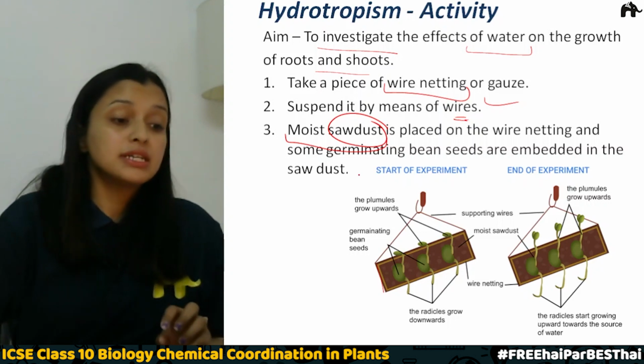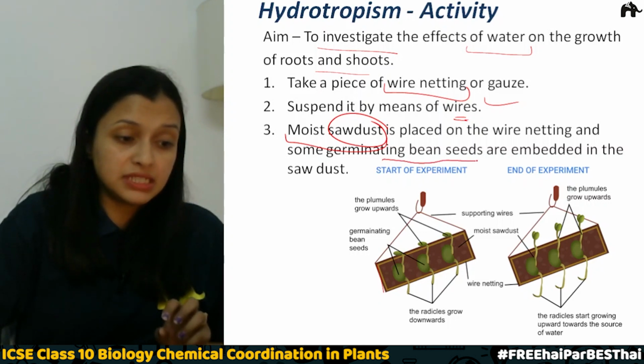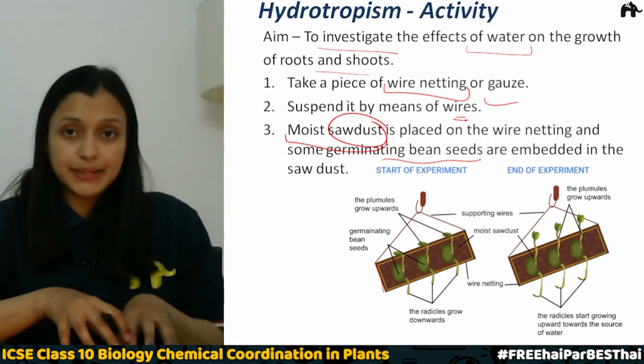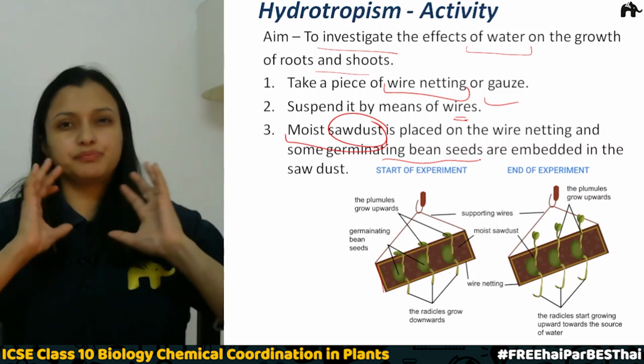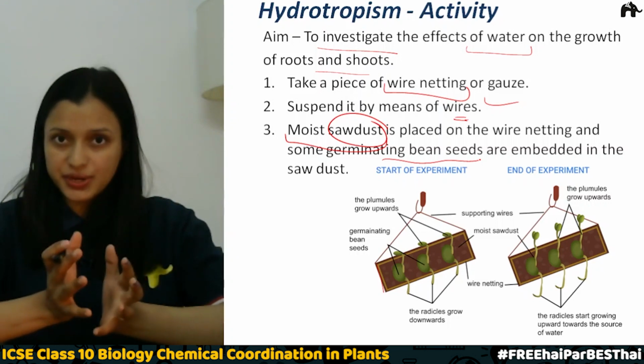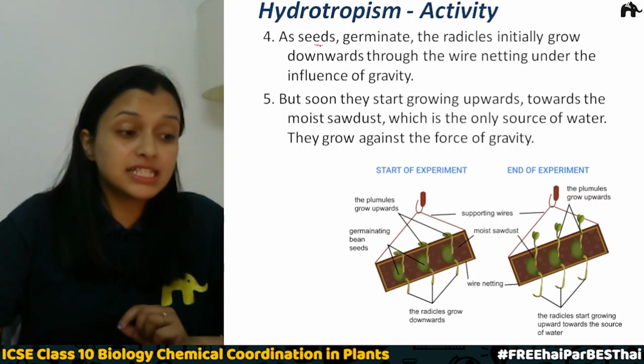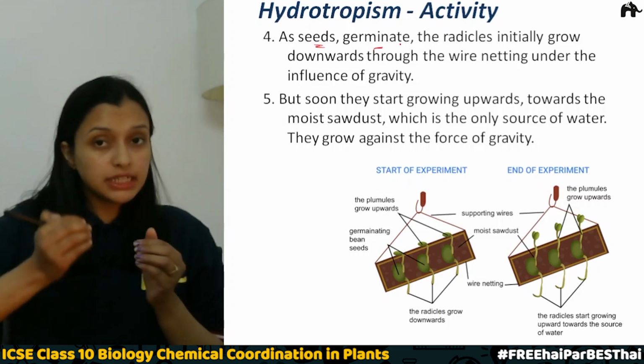Now we will put some germinating bean seeds on this particular sawdust. Clear? So I hope how we are going to demonstrate it is clear to everyone. Now what we will see is that the seeds will start germinating, so the radicle will grow downwards.